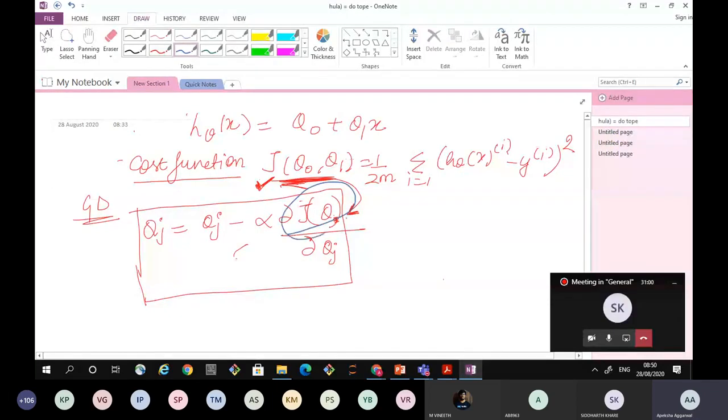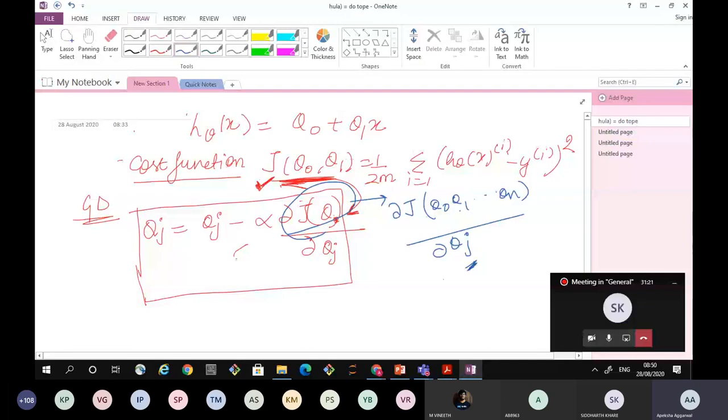So this portion is actually the change in J of theta naught, theta 1 up to theta n with respect to del theta j. So when I want to calculate it with respect to only theta 1, I'll take the derivative of this whole term with respect to theta 1. Then again, if I want to calculate it with respect to theta 2, I'll take the derivative of the whole above term with respect to theta 2. So this way it comes.